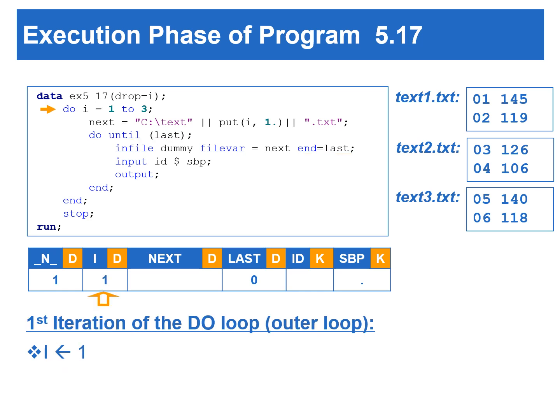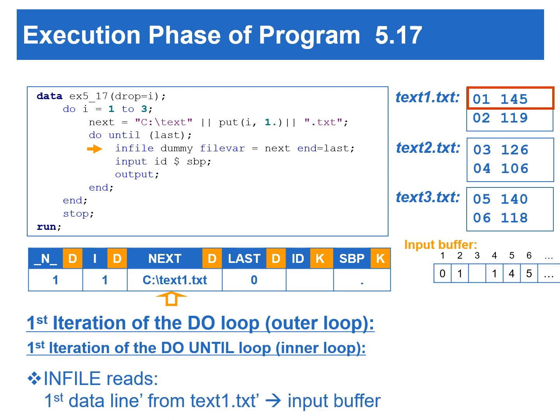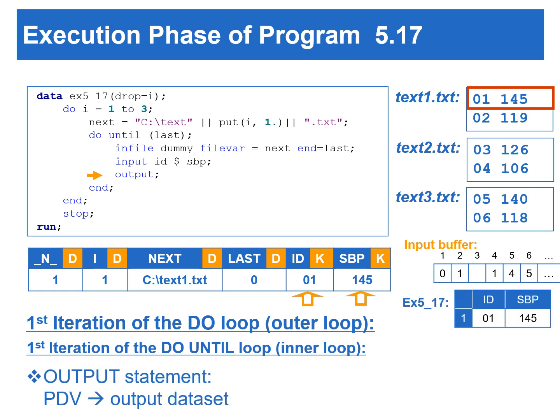Now let's start over. At beginning of the do loop, I is initialized to 1. The first file name is created. Recall that, the do until loop evaluates the condition, at the end of the loop. The infile statement copies the first record, from the first file into the input buffer. The input statement copies the contents, from the input buffer to the PDV. The output statement generates the first observation.